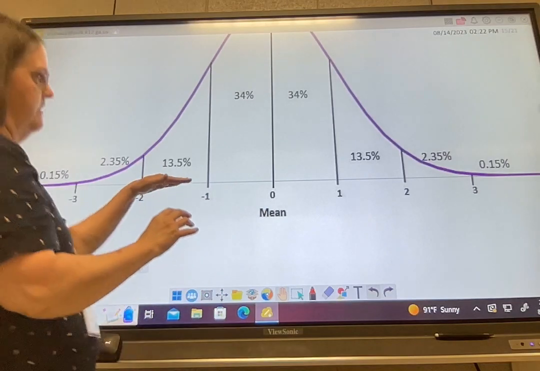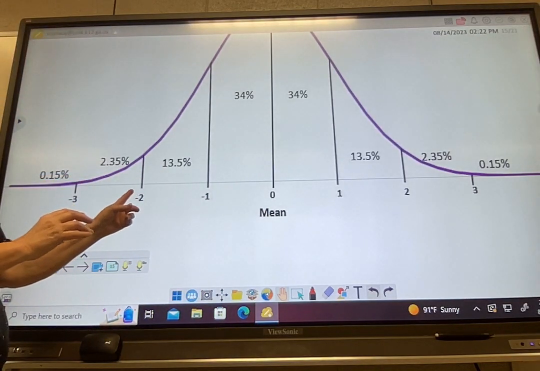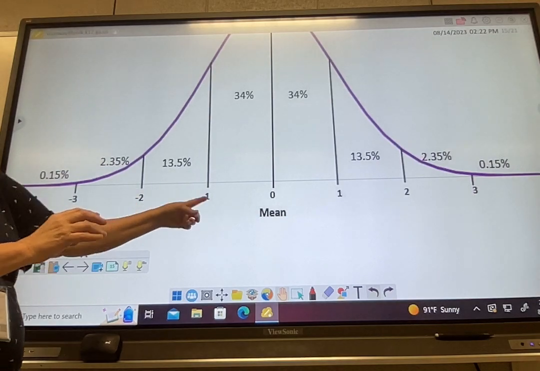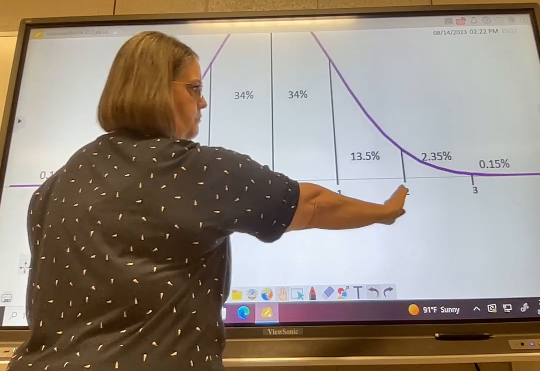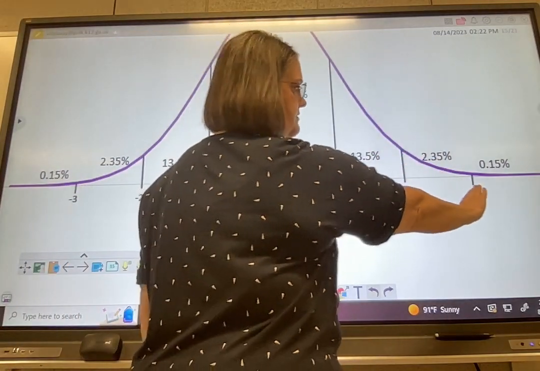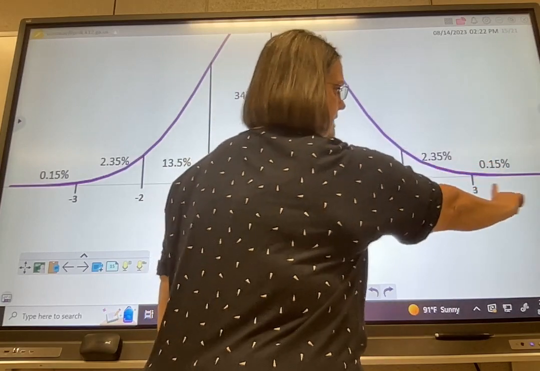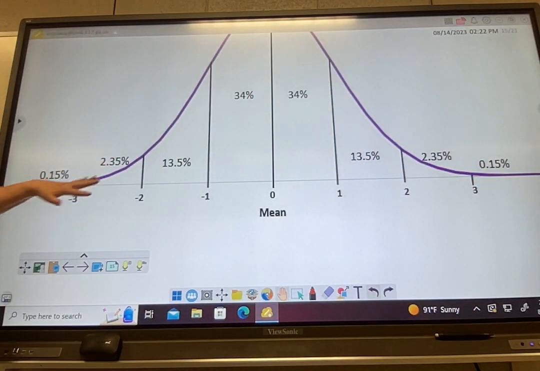And then it breaks down. 13.5% falls between two standard deviations on the left, between 1 and 2, and 13.5 positive, 1 and 2. 2.35 between positive 2 and 3, and 0.15 is more than 3 deviations. Same thing over here, only these are negative. So this is what we will be using to calculate with the empirical rule.